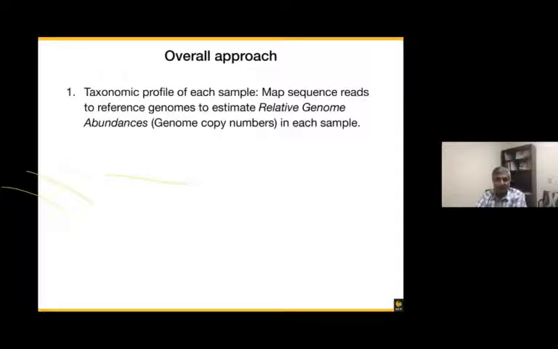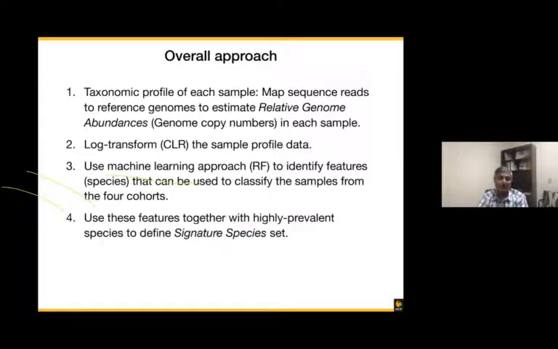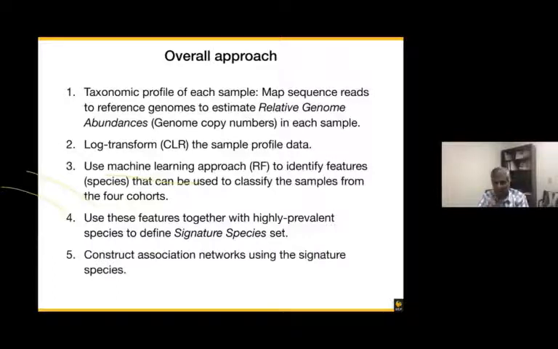So just at a high level, these are the different steps that we took. From the raw data, the first step was to get the taxonomic profile of each of the samples. That is, from each sample, get the relative genome abundances or genome copy numbers. Once you have that, we log transform the profile abundance information. And then from that, using a machine learning approach, in particular random forest, we identify species or features that can be used to classify the samples in the 4 cohorts. And then we use these distinguishing features to construct the network.